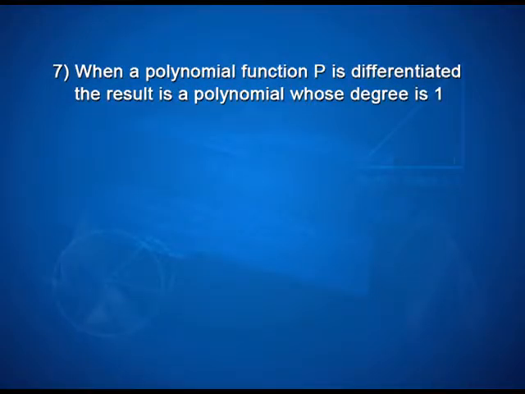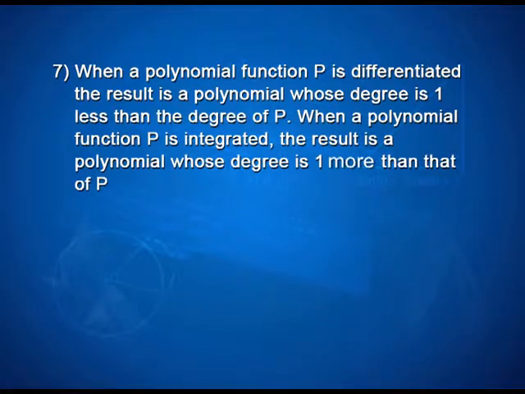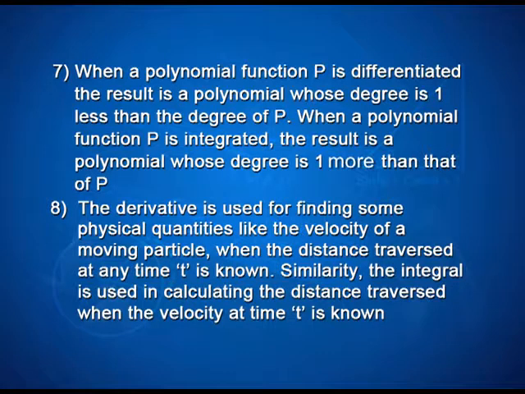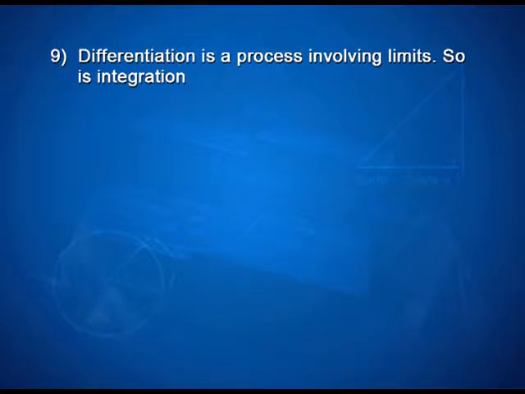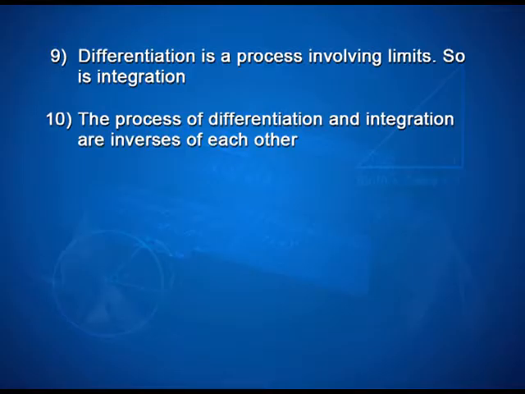Seventh, when a polynomial function p is differentiated, the result is a polynomial whose degree is 1 less than the degree of p. When a polynomial function p is integrated, the result is a polynomial whose degree is 1 more than that of p. Eighth, the derivative is used for finding some physical quantities like the velocity of a moving particle when the distance traversed at any time t is known. Similarly, the integral is used in calculating the distance traversed when the velocity at time t is known. Ninth, differentiation is a process involving limits. So is integration. Tenth point, the processes of differentiation and integration are inverse of each other.